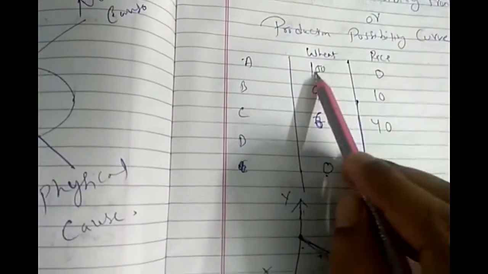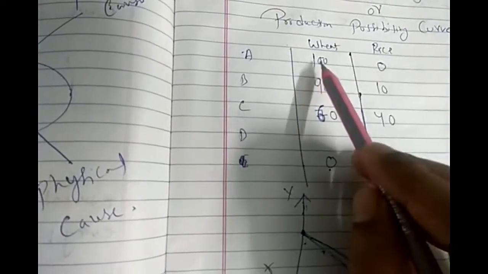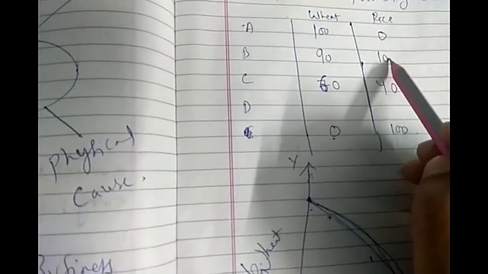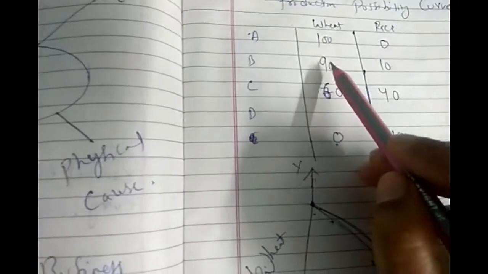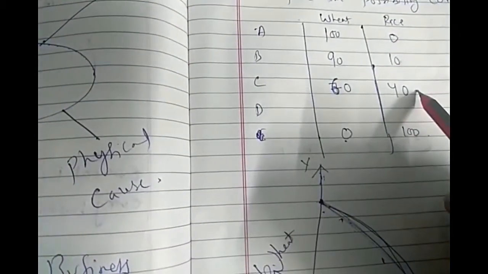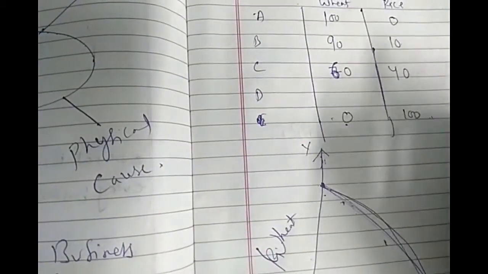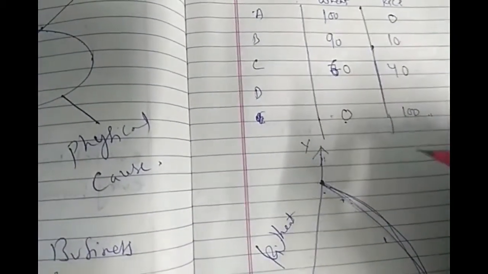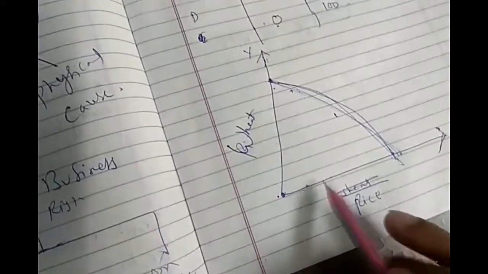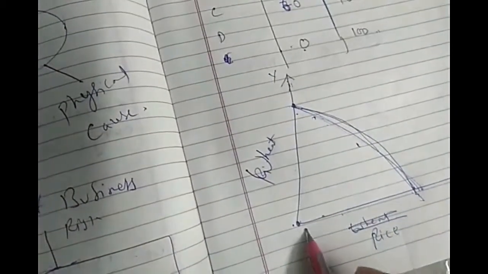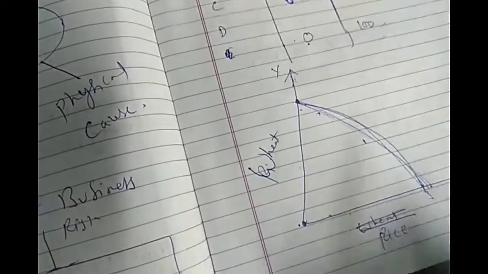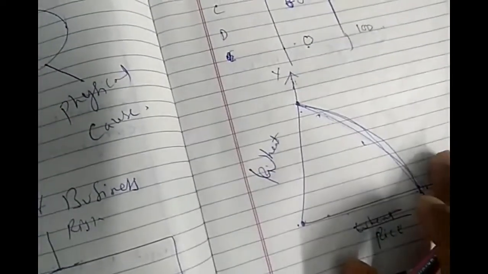We are sacrificing, suppose from 0 rice to 100 wheat. For getting 10 units of rice, we have to sacrifice 10. For getting 30, we have to sacrifice 30 more, then 40, then 60. So you have seen that for gaining one good, we have to sacrifice another good. Because of that, the concave shape occurred. That is clear.